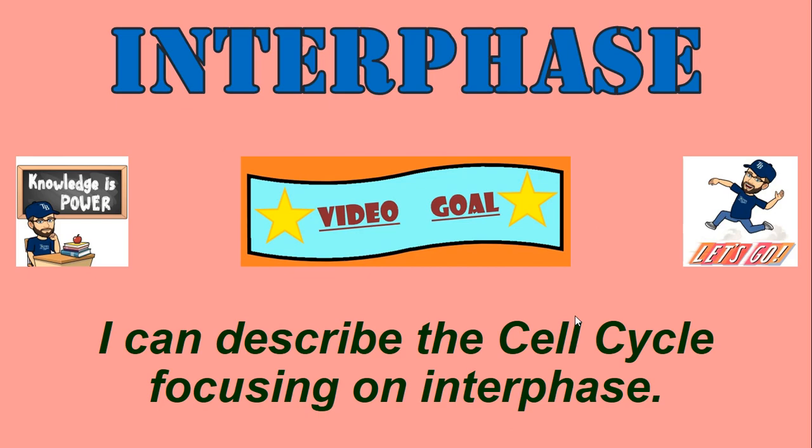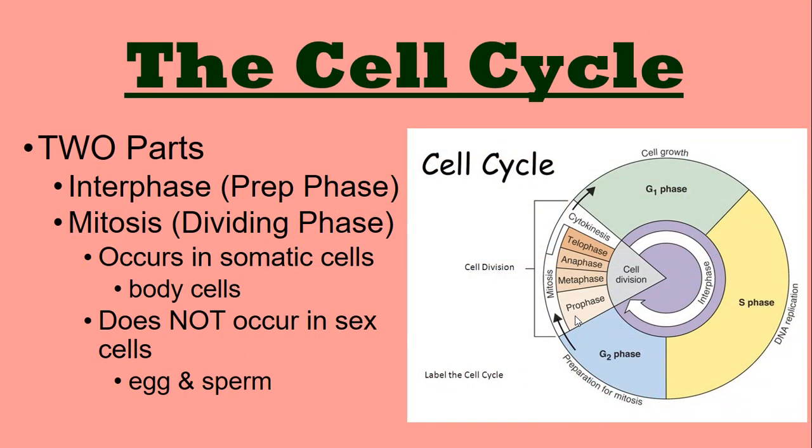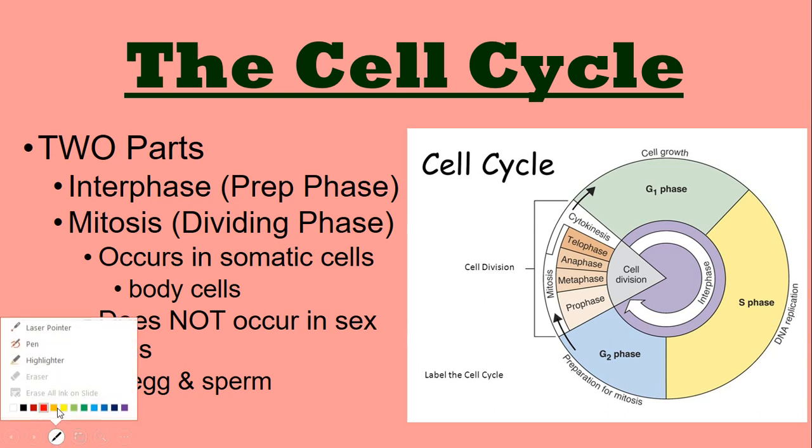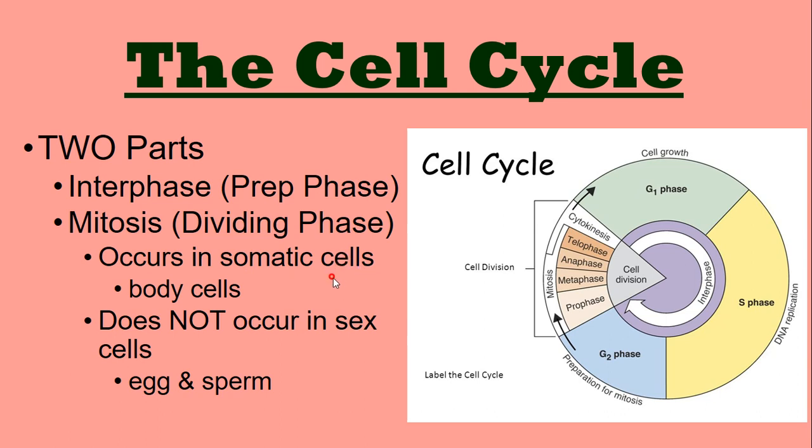So the cell cycle, just reiterating, it has two parts. You have interphase, which is known as a prep phase, and mitosis, which is known as the dividing phase. Now, it occurs in something called somatic cells.